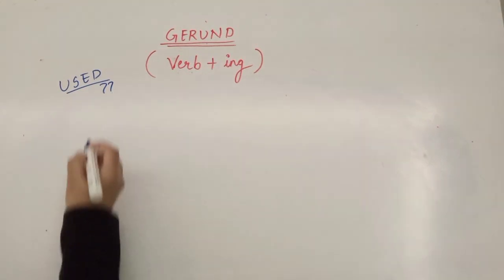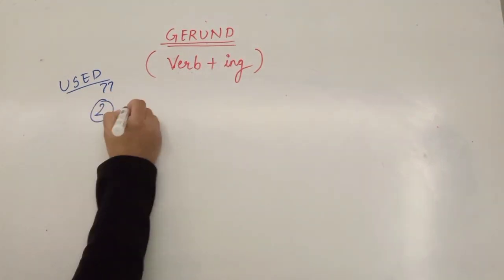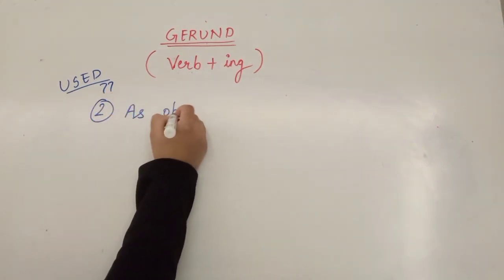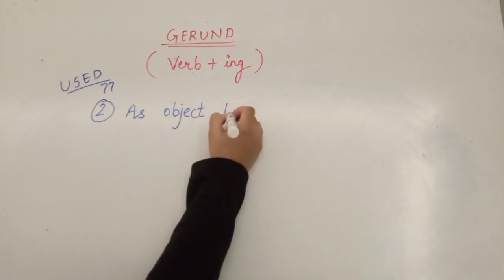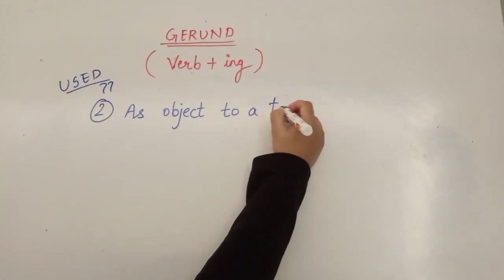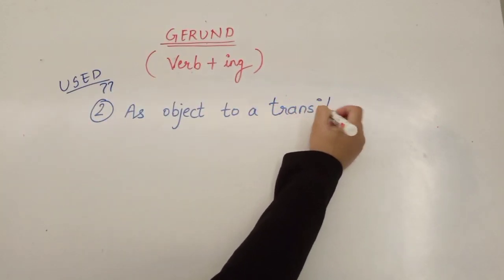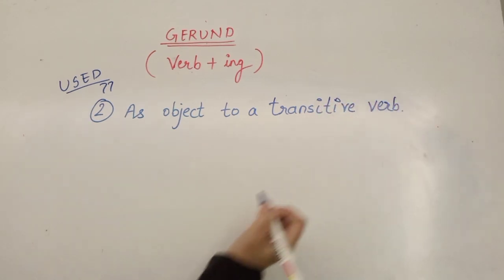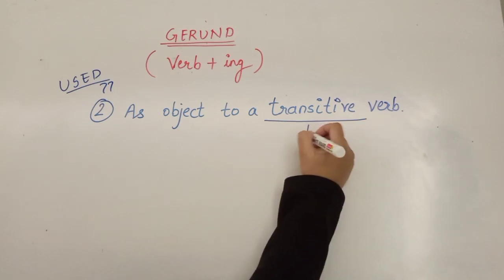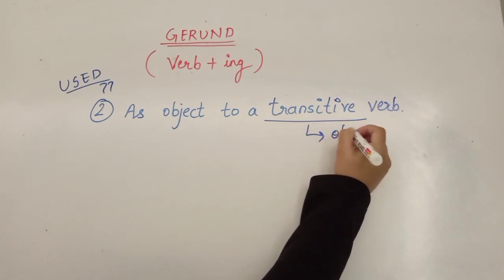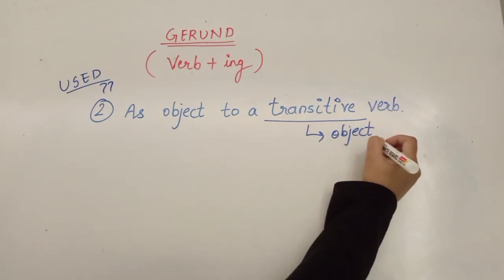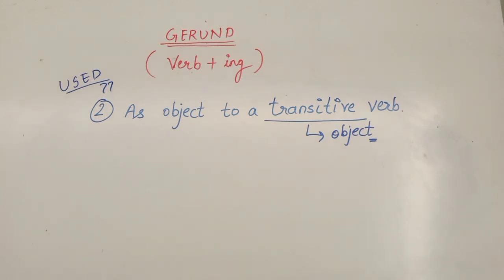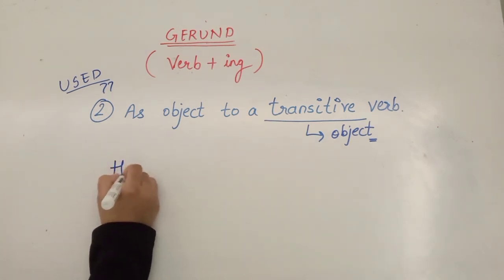The second use of gerund is as object to a transitive verb. Now in the previous session we have understood what transitive verbs are. I would suggest you go to that video and have a look. Basically, transitive verbs always need an object so that they can have a complete sense. Let's have some examples here also.